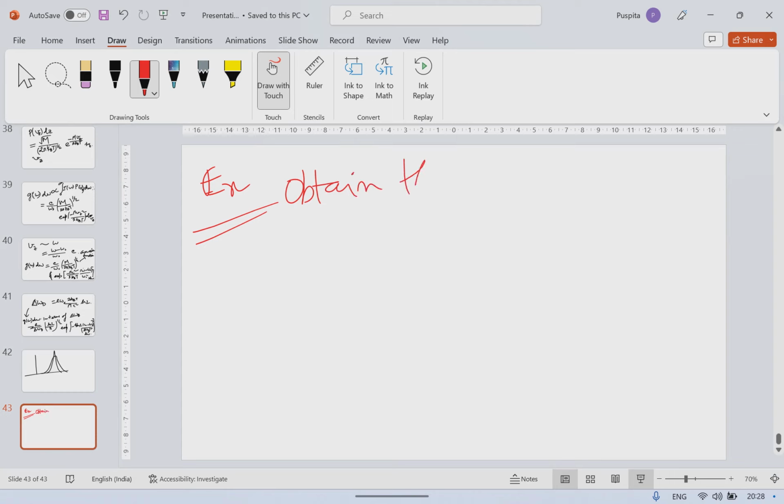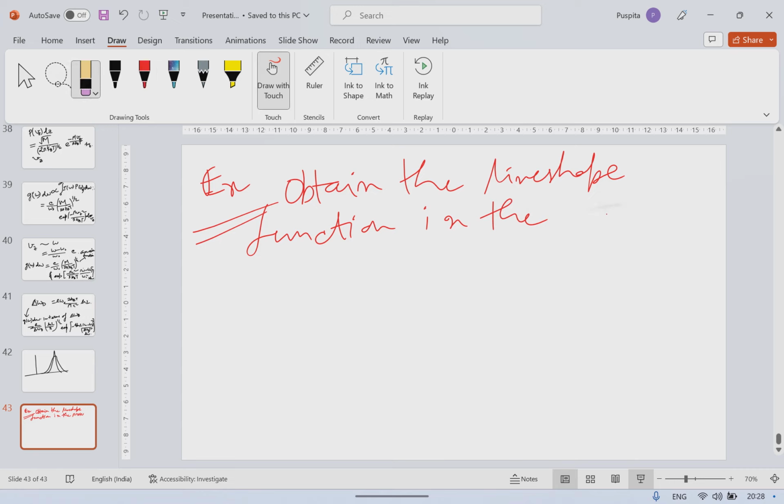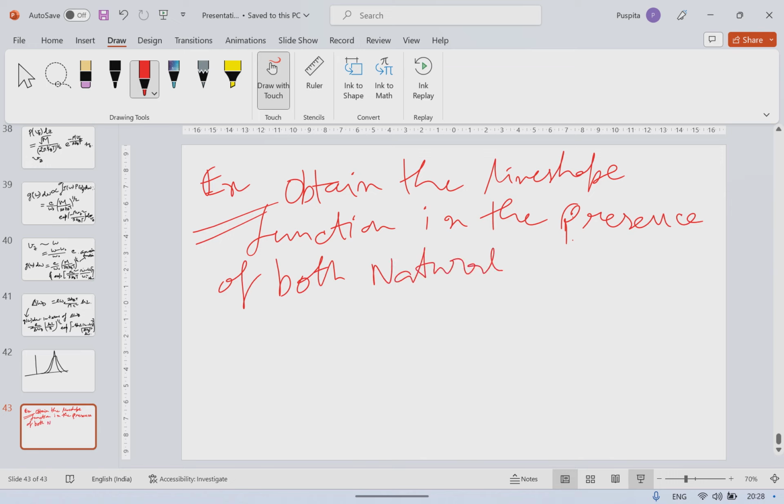Obtain the line shape function in the presence of both natural and Doppler broadening.